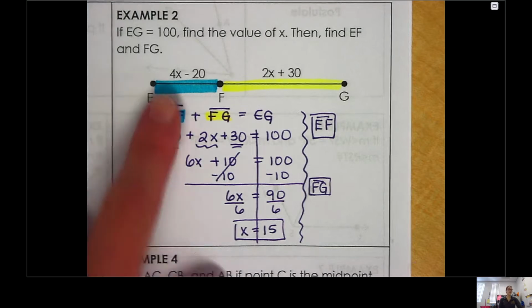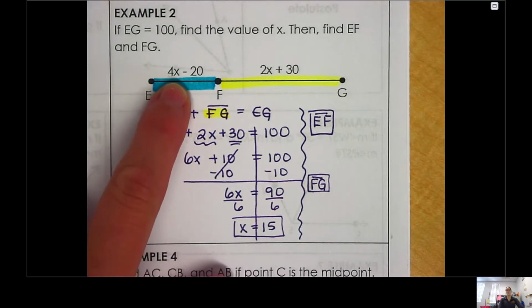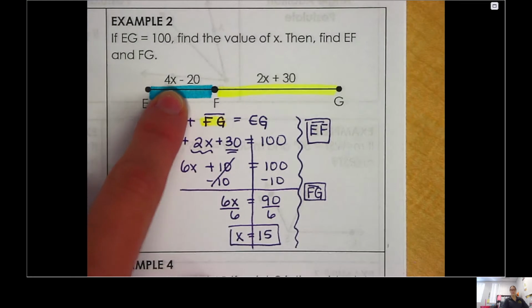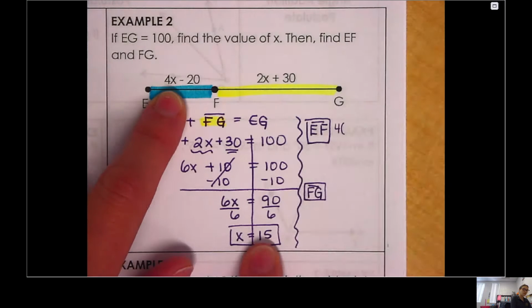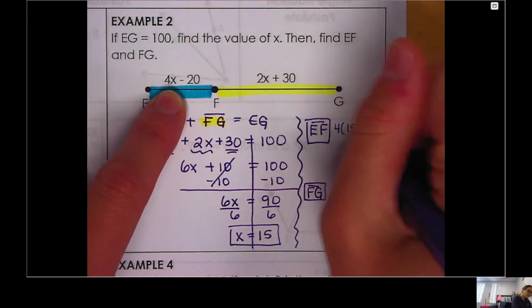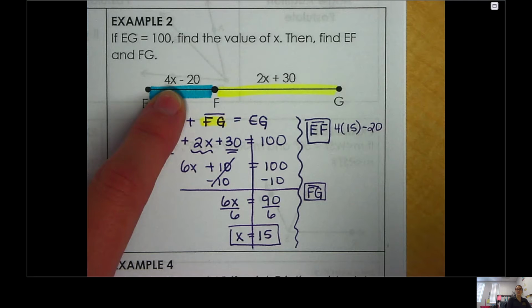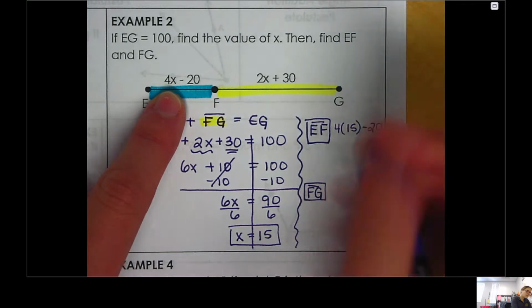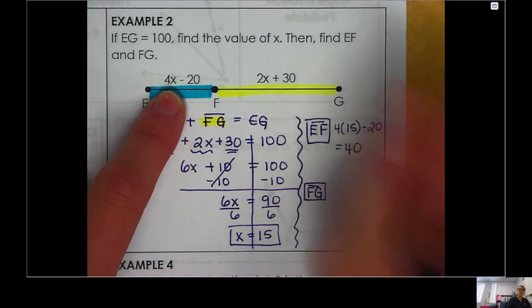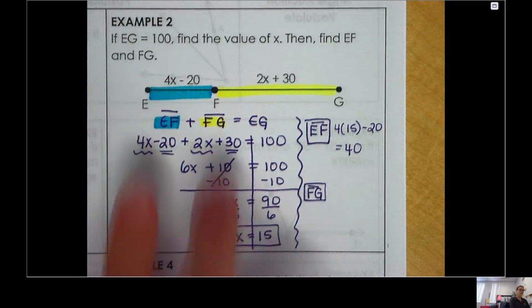Now, if you plug it into the first one, 4x minus 20. If you're plugging that in, that means you're taking 4 times 15 and then minus the 20. Okay? What is that when you put that in your calculators? 60 minus 20 is 40. It's 40. Now, this blue piece of my segment is 40.